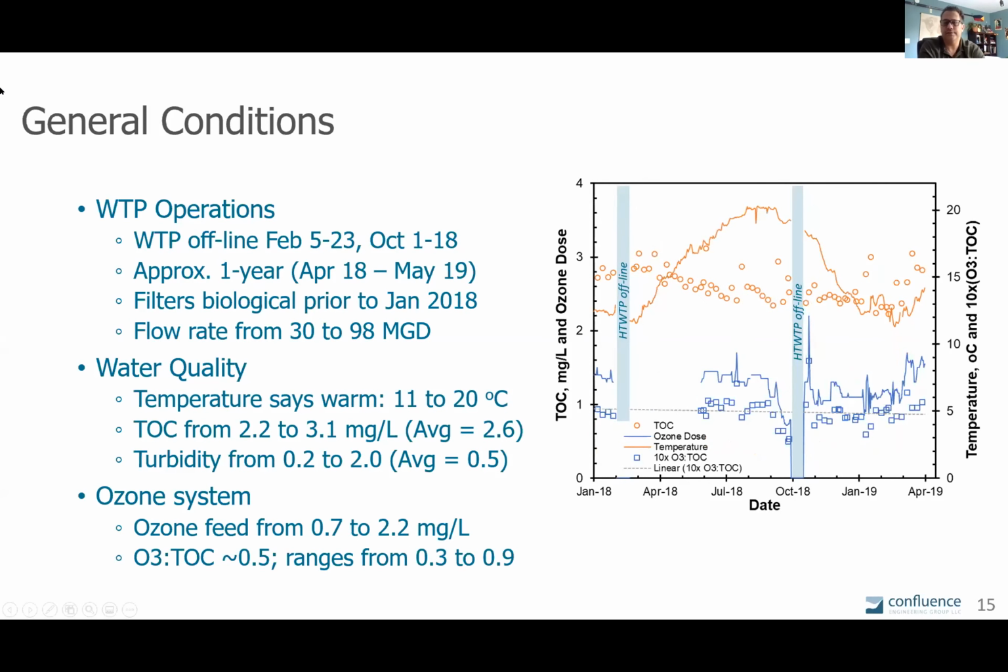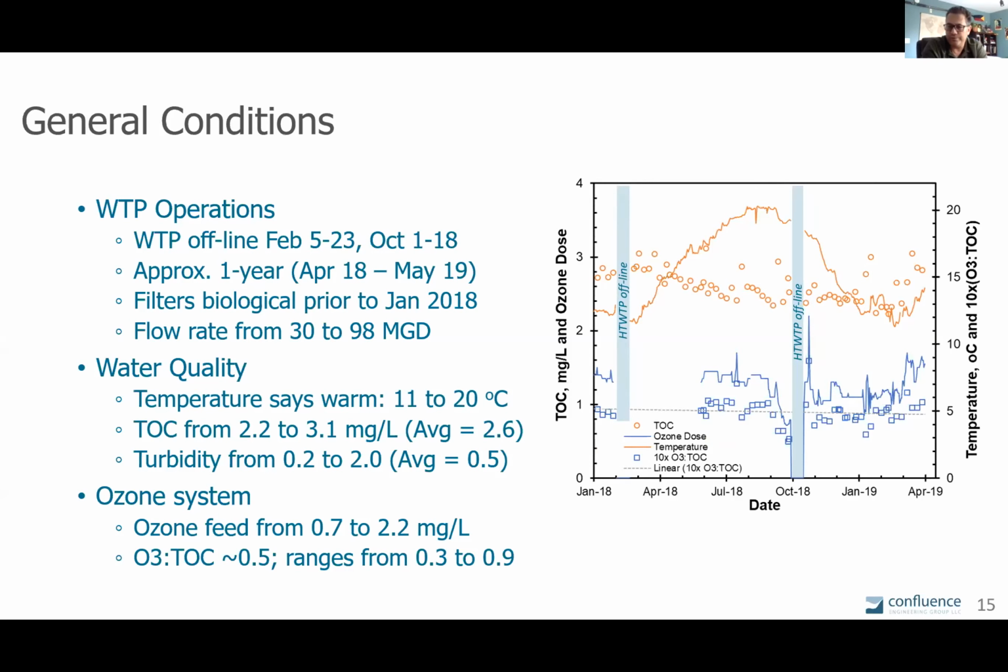One last slide here on some of the background water quality, showing some ozone data being added. So the blue line is the ozone dose. That solid blue line, you'll see some gaps in the data there because of some different things that were going on in the program. But the ozone dose ranged from 0.7 to 2.2 milligrams per liter. You'll see the blue squares, which show the ozone to TOC ratio, which is multiplied times 10 so we can get it onto the graph there. The ozone to TOC ratio was basically kept at about 0.5 milligrams per liter on average.